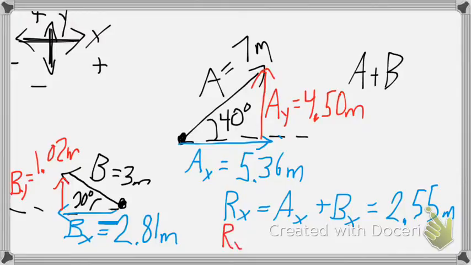My resultant vector in the y will just be the y component of A plus the y component of B. That's 4.5 plus 1.02. That should get me 5.52 meters. Cool.